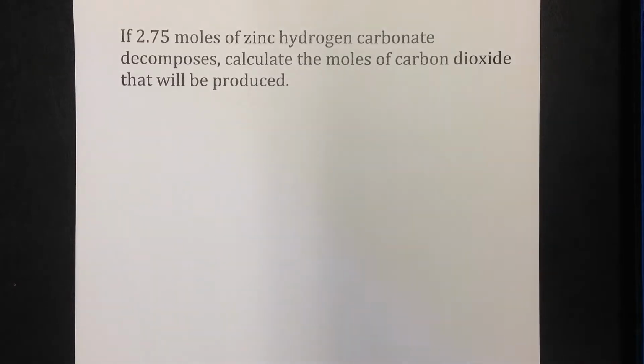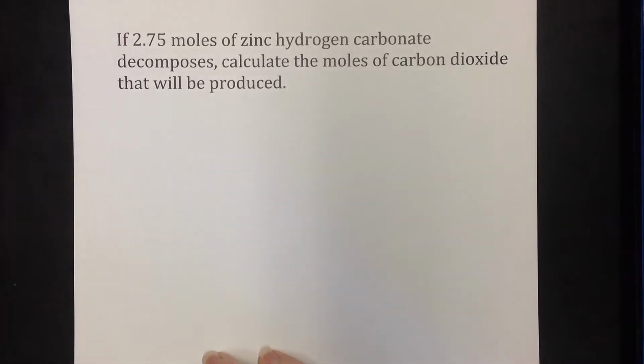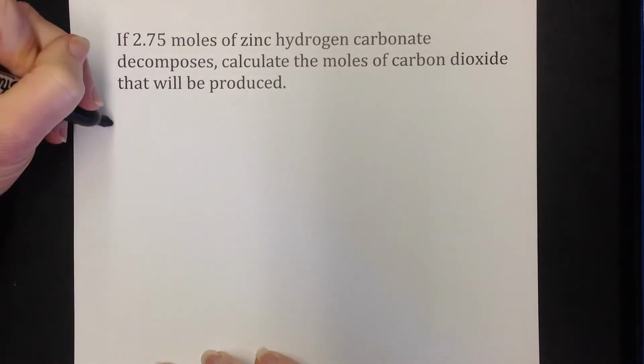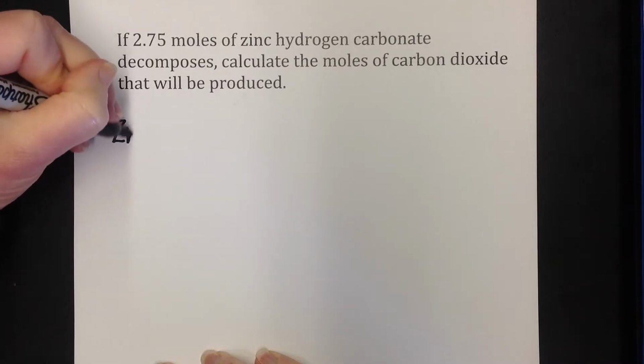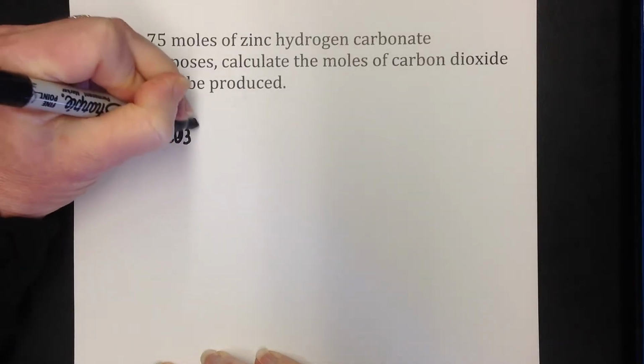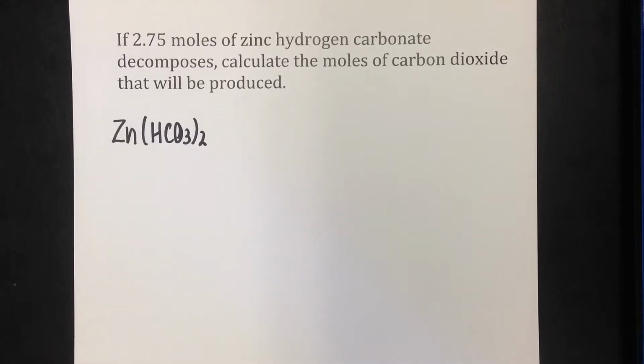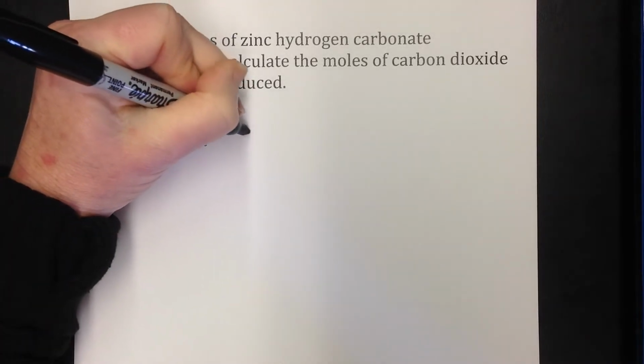Now, we're going to go ahead and write this equation first thing so that we can look at it a little more closely. So zinc hydrogen carbonate is decomposing. Because this is a decomposition reaction, I know that I'm only going to have one substance on the left side of the arrow, and that is zinc hydrogen carbonate. So that's going to be Zn(HCO3)2. I got this from crisscrossing zinc, which has a +2 charge, with hydrogen carbonate, which has a -1 charge. I know it's going to decompose.